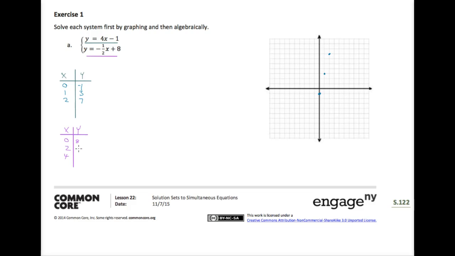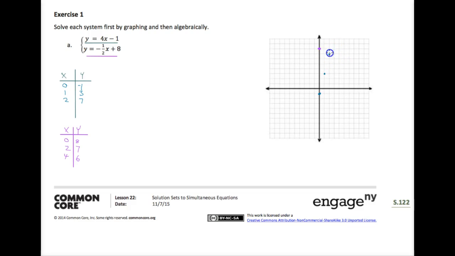Half of 2 is 1, and that's going to be a -1, so 7 when we add 8. Half of 4 is going to give us that -2, and this will give us 6. So we have some new points. 0, 8, and let's see here, that was 3, that's 7, this is 8 right here. And then we have 2 is at 7.